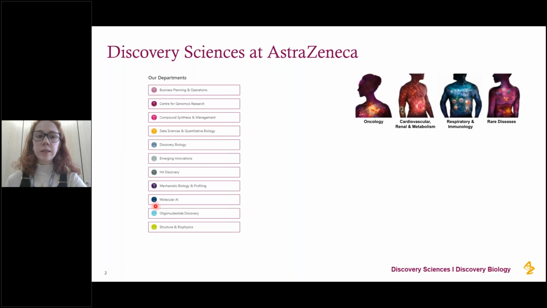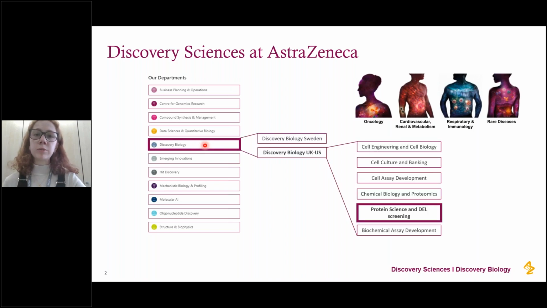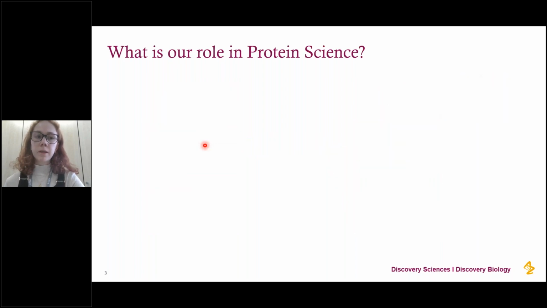So within Discovery Sciences, we sit in Discovery Biology, which is led by Steve Rees. In Discovery Biology, we are responsible for producing high quality assays and reagents to support the early stages of drug discovery campaigns. So what is our role within the protein sciences team? In protein science, we have the aim to produce high quality protein reagents to support the early stages of campaigns to find small molecules against a number of protein targets.